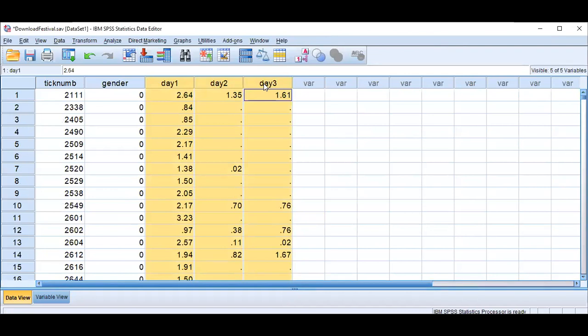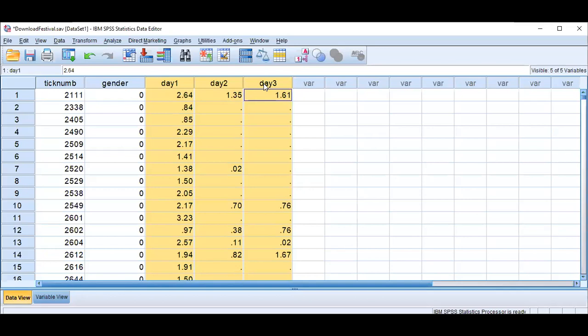If our data is normal and homogeneous, then we can use independent t-test, paired t-test, analysis of variance, or repeated measures ANOVA. If our data is not normal and not homogeneous, then we apply a non-parametric test.